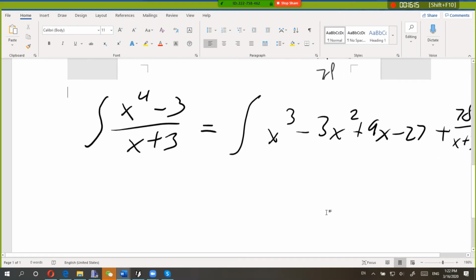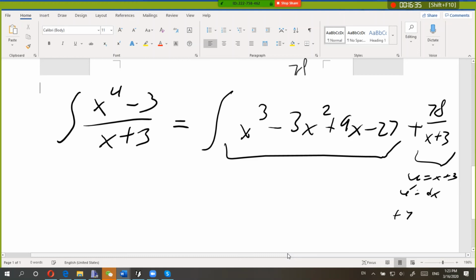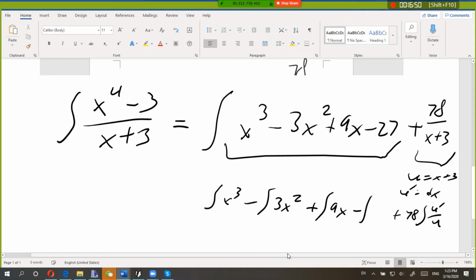So if I integrate this right side, all of these terms I could solve through straight integration. This one I would have to do U-Substitution, where u is x plus 3. That means u prime is just dx, or 1. So this would be, for this term only, 78 times the integral of u prime over u. For every other term, I can just integrate normally.